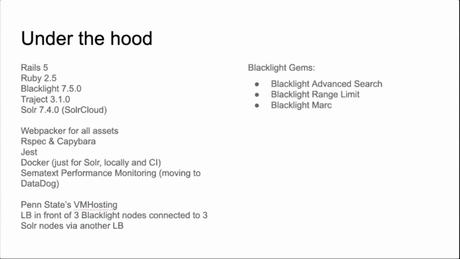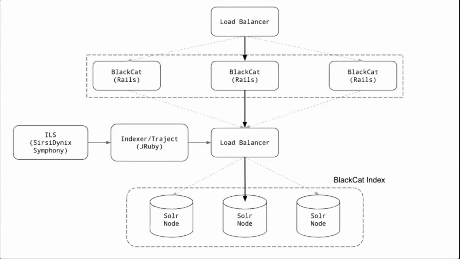We use Webpacker for all of our assets, and the Blacklight gems that we currently have on our catalog are advanced search, range limit, and of course Blacklight MARC. We use Penn State's VM hosting, and we have 3 Blacklight nodes for our application, with a load balancer in front of them. For our Solr, we have 3 Solr nodes and another load balancer in front of those as well. The next slide will show an idea of how it looks.